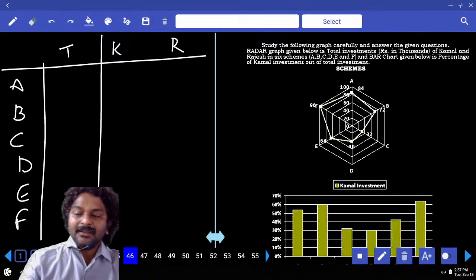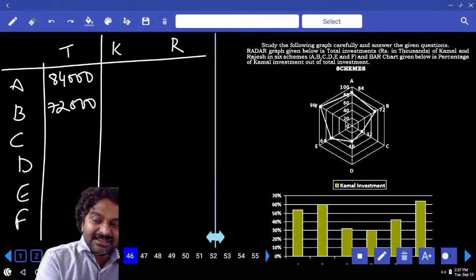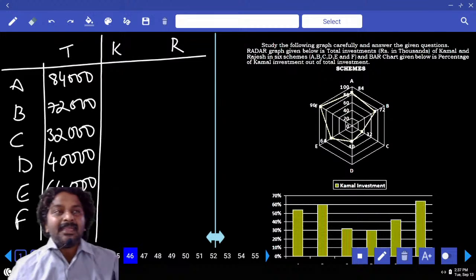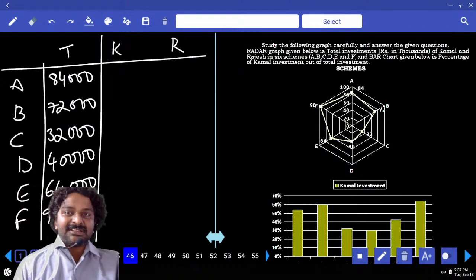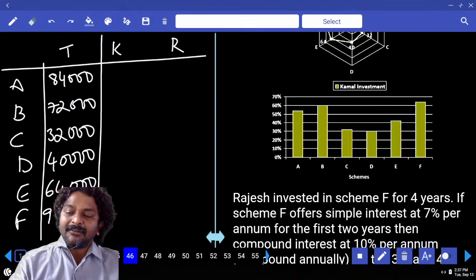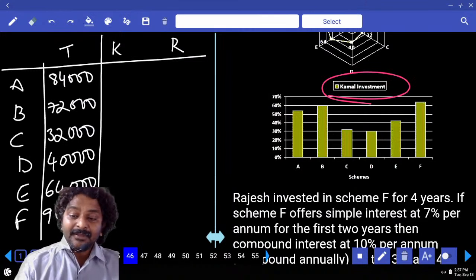Understood? A is 84,000. B is 72,000. C is 32,000. D is 40,000. E is 54,000. F. So this is the total investment made by Kamal and Rajesh for every investment scheme. Correct? Now, in the bar graph, what is given? Kamal's investment in terms of percentage.